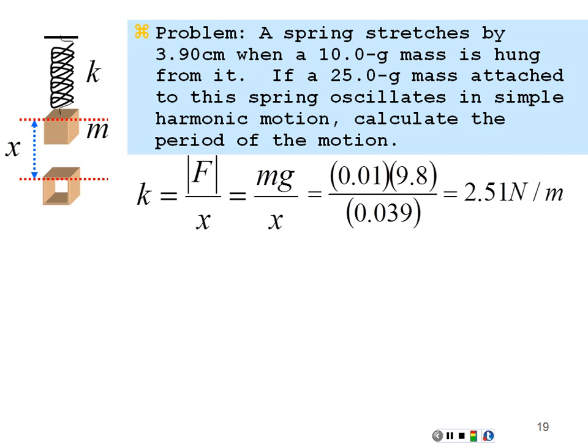Since I put 10 grams on there, 0.01 kilograms times 9.8, and it stretched 3.9 centimeters, 0.039 meters, I get a K constant of 2.51 newtons per meter. Because of that initial stretch, I determined my K constant from that. And that's the intrinsic value of the spring. That's not going to change.